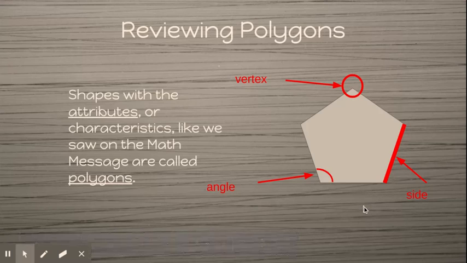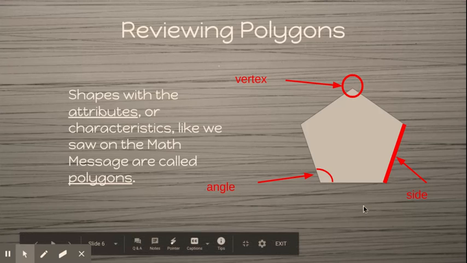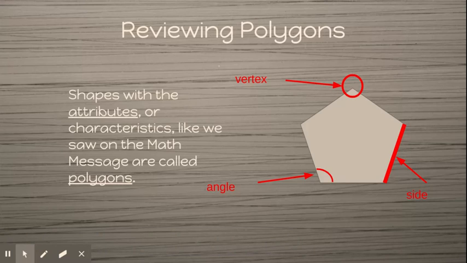We can also call polygons by specific names. So this is a polygon. It is a closed shape. It has 3 or more sides. None of my sides are curved. They are all straight sides. And because this one has 5 sides, we call this polygon a pentagon.